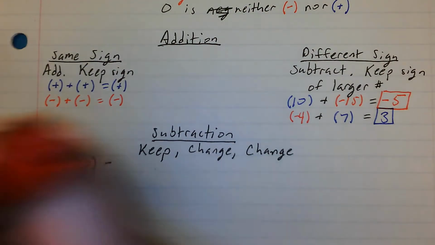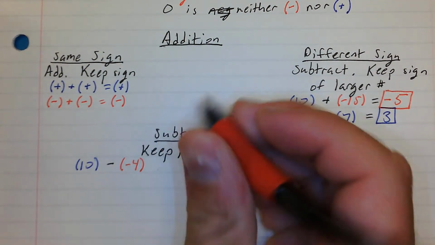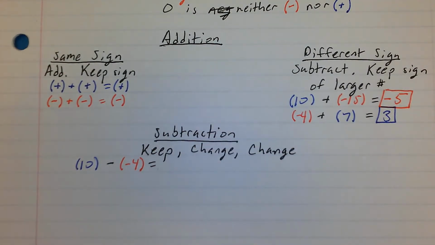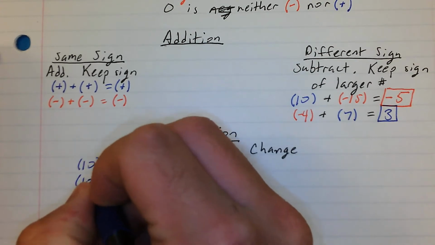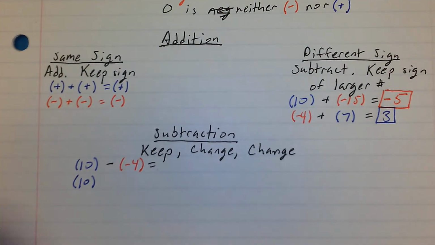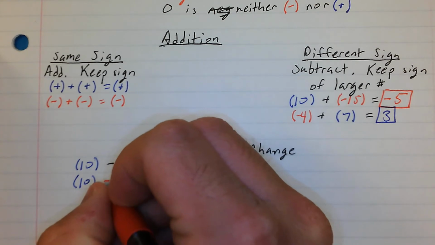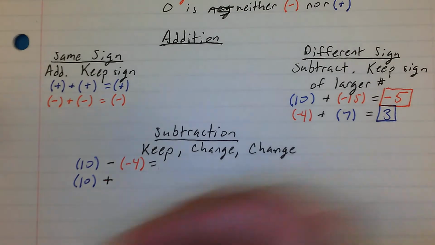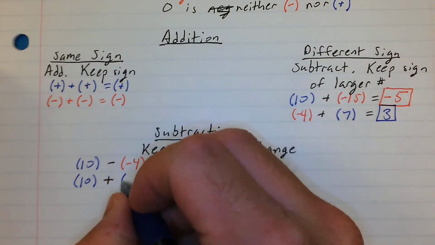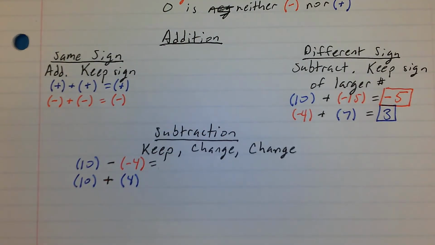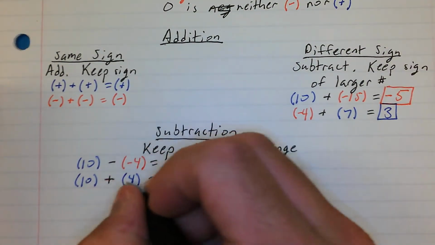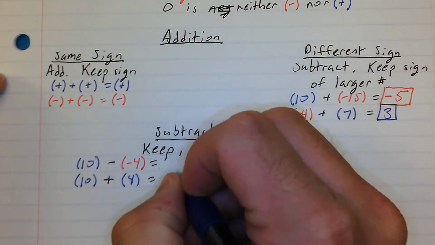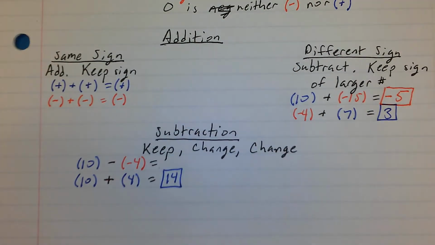So, for example, if I have 10 minus negative 4, I'm going to keep the positive 10. So 10 is going to stay as 10. I'm going to change the subtraction to an addition sign. And I'm going to change the negative 4 to a positive 4. Then from here I can just add them. Well, 10 plus 4 is 14. It's going to end up being positive 14.